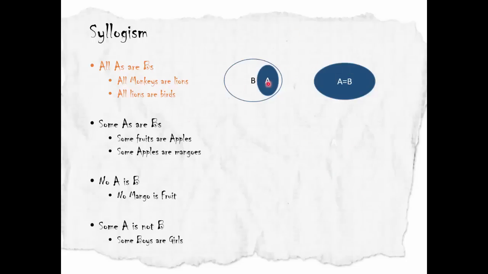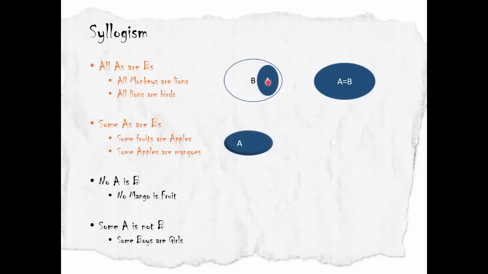Just remember, when we have all A's are B's, we draw A and we just have to make sure that all portion of A is inside B. It doesn't matter whether you stretch it to cover the whole of B's area or part of B's area. Just make sure that this statement is valid: all of A's are B's.